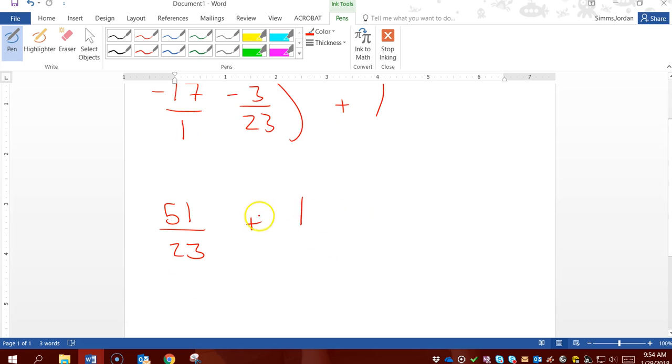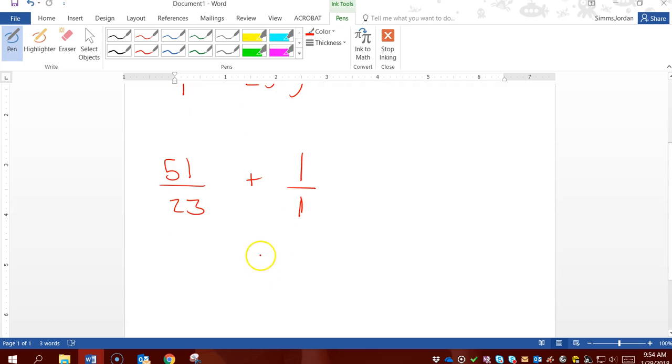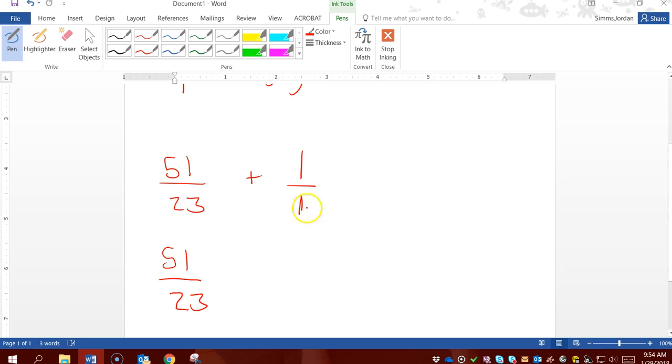Now, we can't add or subtract fractions with unlike denominators. Any number, 1 for example, can be made a fraction by putting it over 1. So what I have to do, I have to call this 51 over 23. I'll just write this over. But I'm going to call this 23 over 23. Because again, 23 divided by itself still equals 1. So that's what we're doing here.